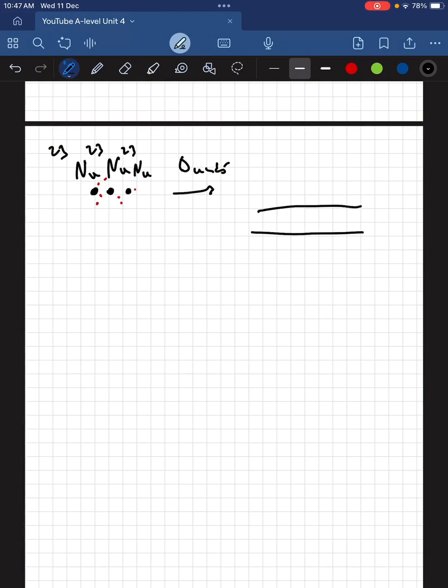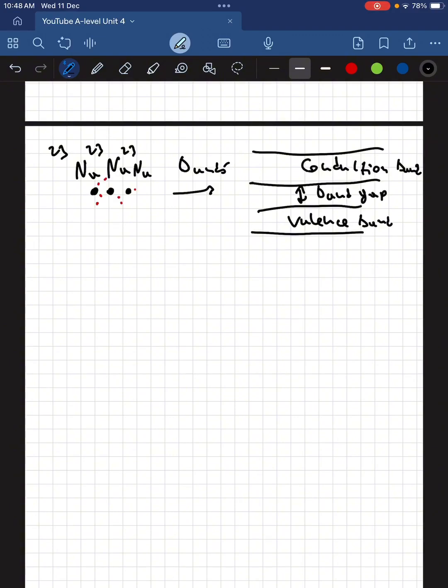What kind of bands? You have the valence band. Most electrons are here, and you have the conduction band, okay? So you have the conduction band up here, and you have a band gap between the valence band and the conduction band. This band gap is 0 for metals, okay? Because for metals, electrons are free to move around their atoms, whereas for insulators, electrons are not free to move around, so the band gap is huge for insulators.